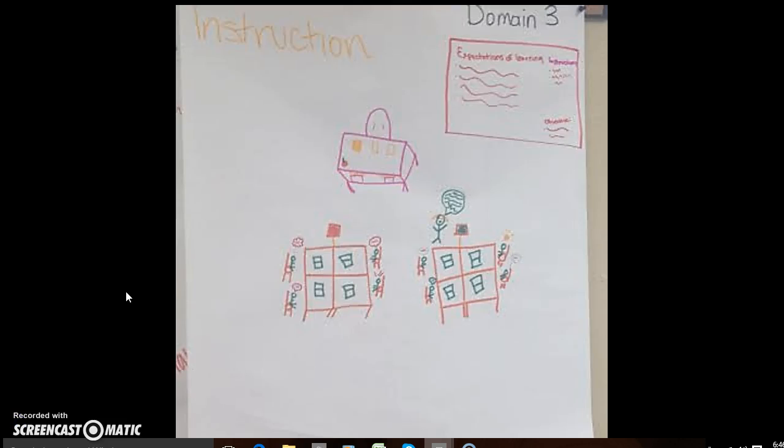The third domain is instruction. Again, you need to be clear in the expectations for the students and be clear in your explanation of the content. Are you trying to help the students in every way that you can, which you can see here that this teacher is? Are you looking for the responses from your students? Are you seeing how well they're learning? And using their feedback to mold your instruction around what their needs are.